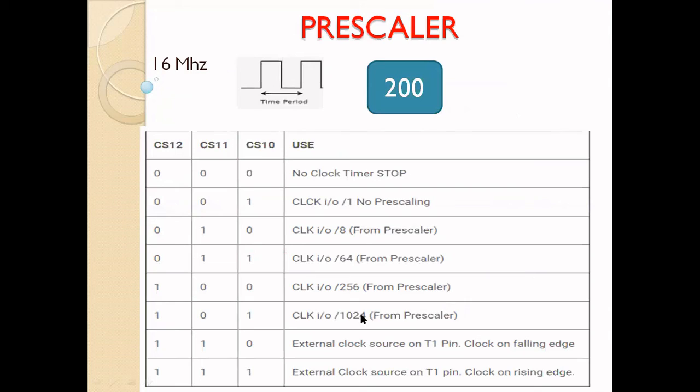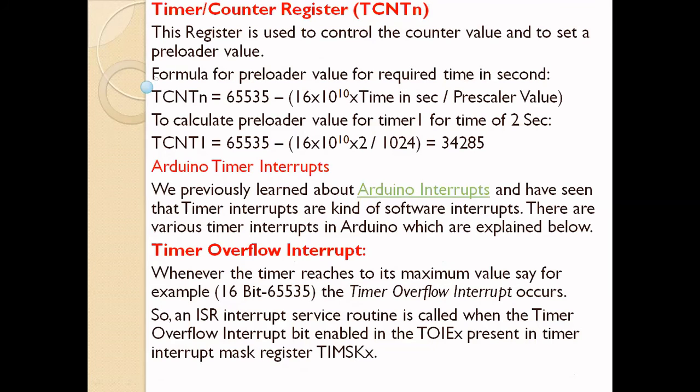So 101 means we are taking the prescaler as clock frequency divided by 1024. Next one is 16 into 10 power 10 into 2. Why 2? Because here I need a delay of 2 seconds. So if you need a delay of 2 seconds, you will get some number. That number is 34,285. So this value will be stored in the timer counter register.